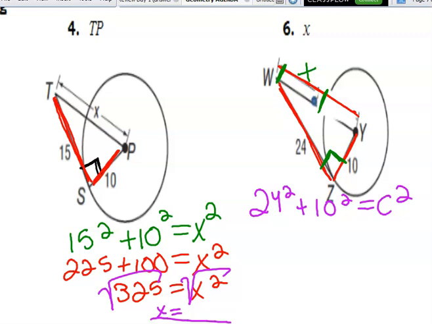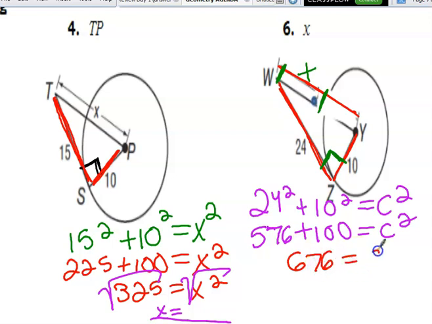Okay, so the whole enchilada first. So I'm going to do 24 squared plus 100, because 10 times 10 is 100. 24 squared is 576. That equals c squared. 676 equals c squared, and I square root both sides, and c equals 26.